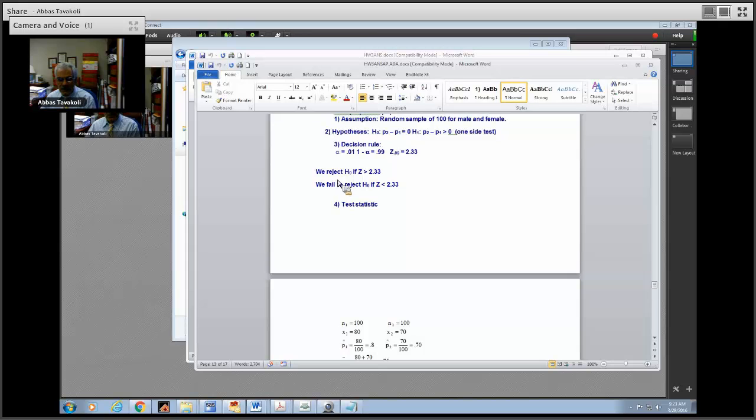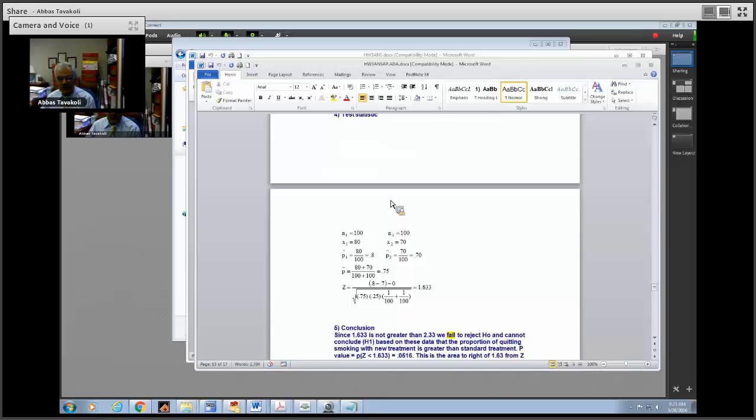So here you'd say the null is P2 minus P1 equals 0. The alternative is P2 minus P1 greater than 0, one-sided. And the alpha is 0.01, so 1 minus alpha is 0.99, which gives 2.33. So if our statistic is greater than 2.33, you reject. If it's less, you fail to reject.